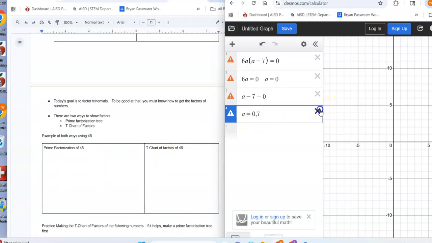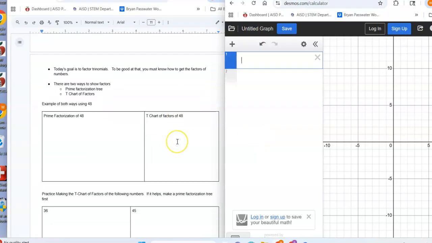Okay, so before we factor trinomials, I just kind of need to make sure you can do prime factorization and so on. All right, so today's goal is to factor trinomials. To be good at that, you must know how to get the factors of numbers. There are two ways to show factors, a prime factorization tree or a t-chart of factors.